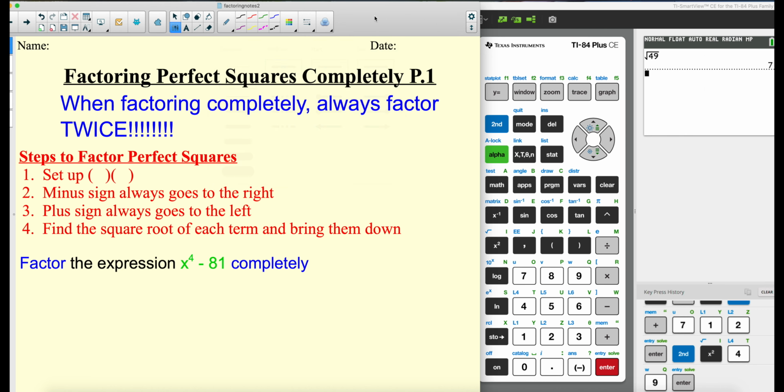Today, I have another easy one for you guys. It's going to continue basically on what we've been doing. We've been talking about factoring the difference of two squares. Now, we're going to talk about factoring perfect squares completely.